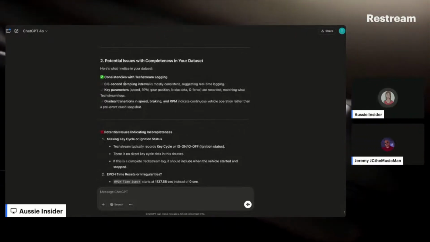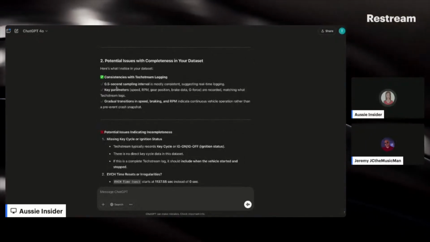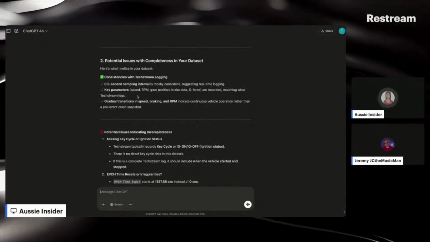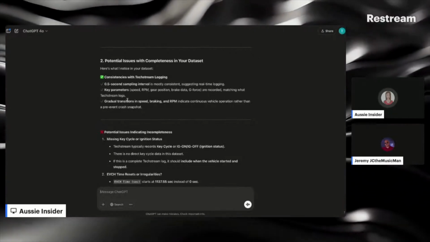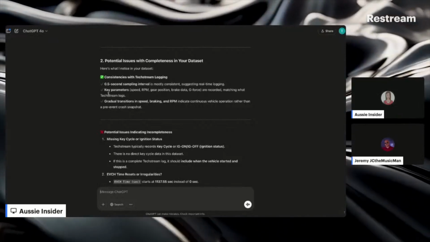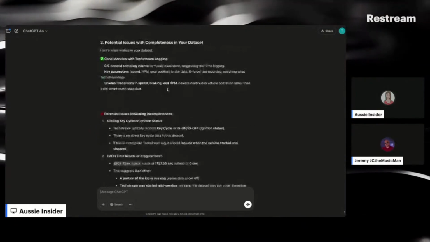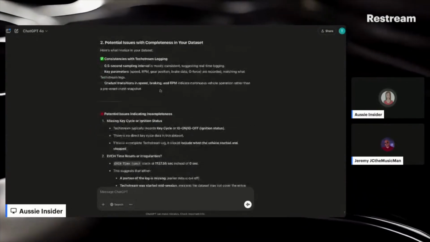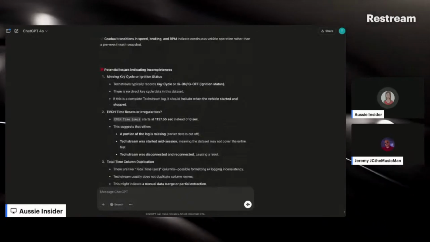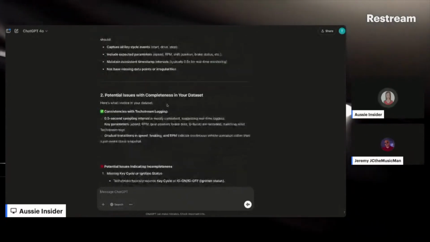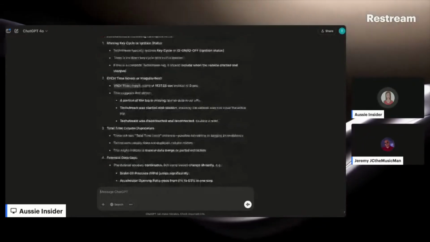Here's what I found in your data set. Consistencies with TechStream logging: the 0.05 second sampling interval is consistent. The key parameters are recorded, matching what TechStream logs. The gradual changes in speed, braking, and RPM indicate continuous vehicle operation. So that's what it notices is right about the data, but this is what it found wrong about the data. It found a lot more wrong.